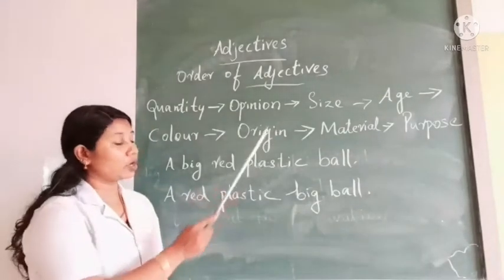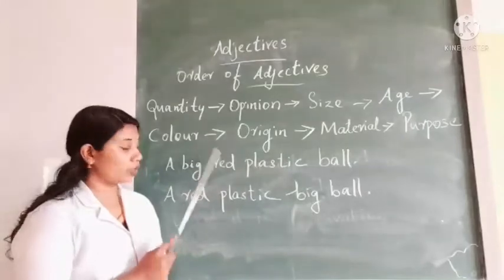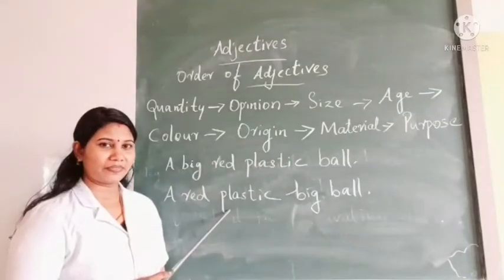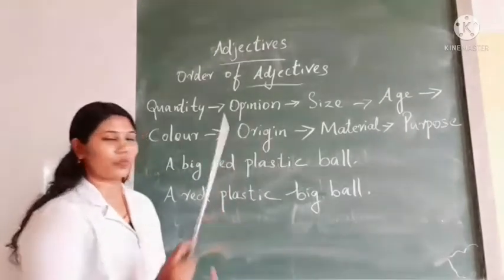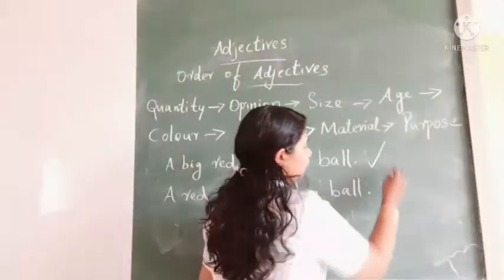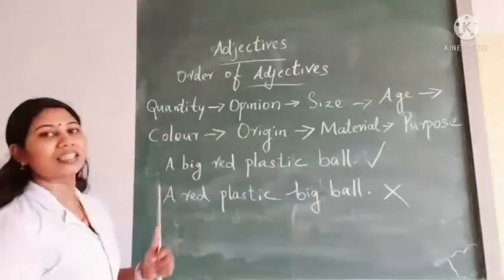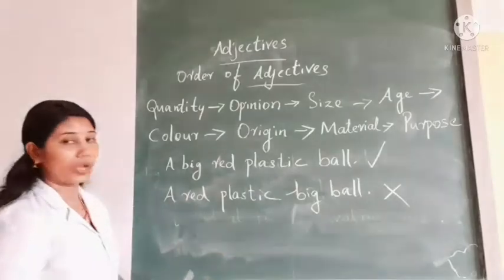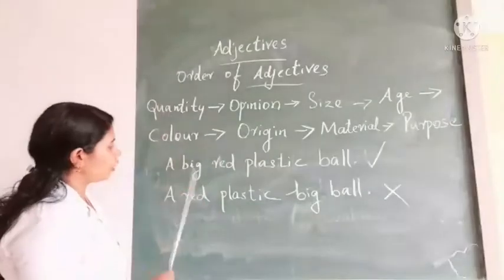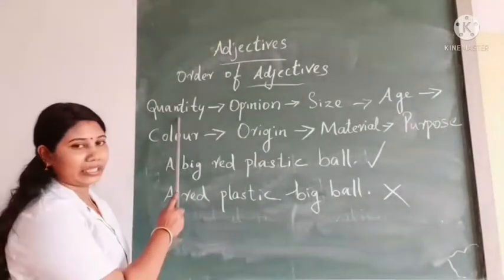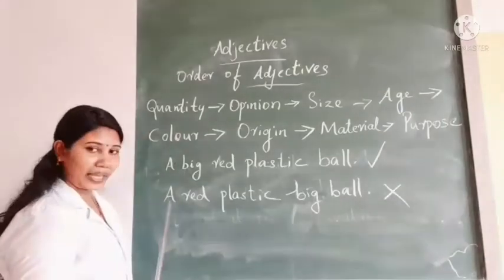Here I have written 2 sentences. And according to this order, which one is correct? The first one or second one? Yes, the first one is correct. Second one is wrong. First one is correct and second one is wrong. Why? According to the order, what is the first one? A, quantity. Here also it is written A.